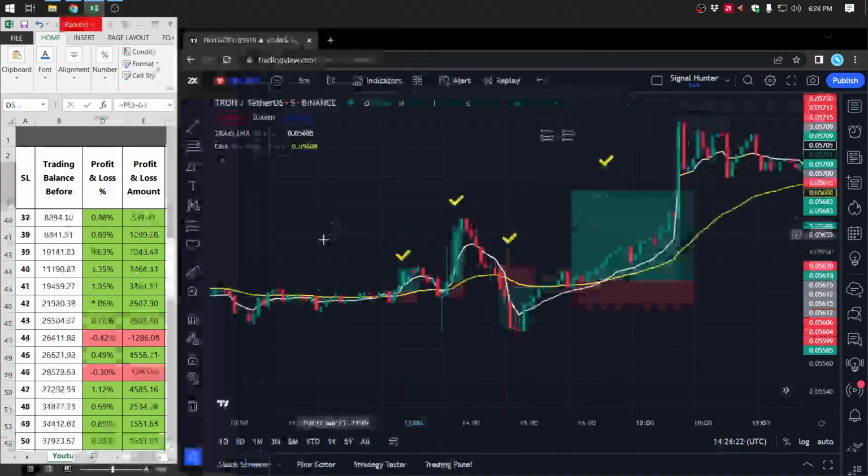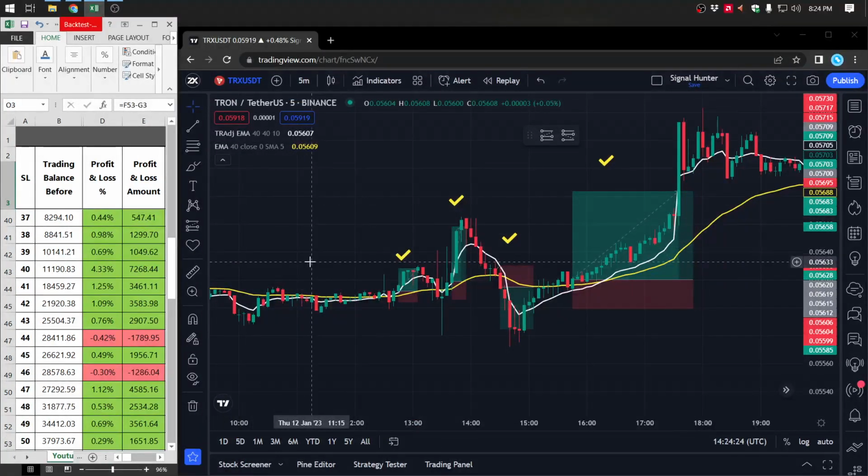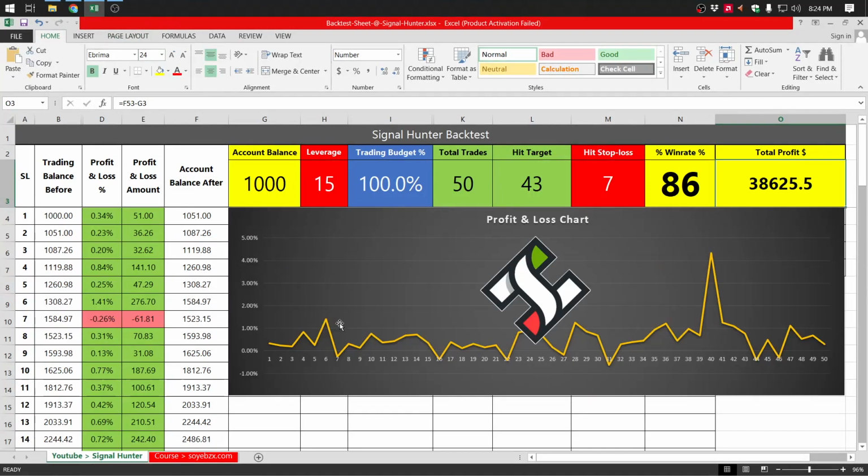So guys, we have successfully backtested our strategy 50 times. If I look at the result, you can see this strategy's win rate is 86%, and with only 1000 capital our total profit is 38,000. So really, at the end of the day, this strategy is very profitable.